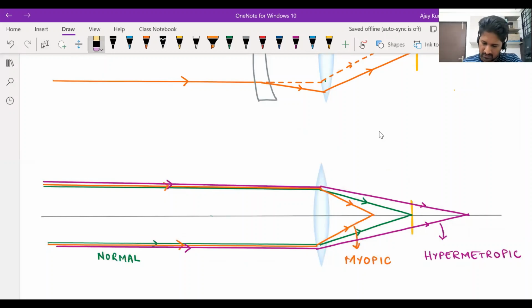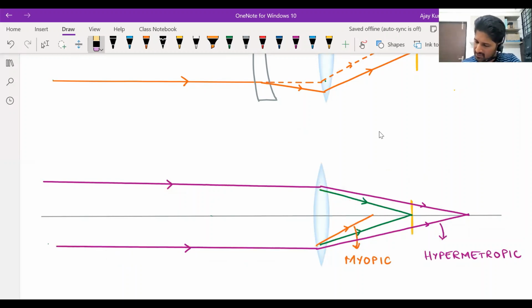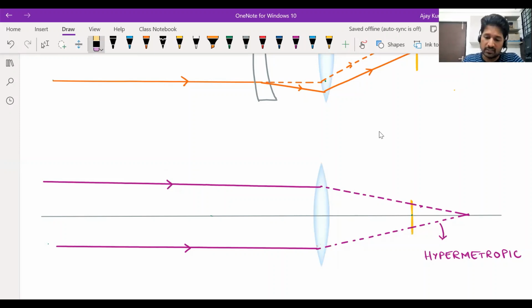Okay. See, here the problem is that their eye lens is not able to converge light properly, or converge light sufficiently. So what we need to do is converge the light a little bit before it enters the eye. That is how we can enable them to see things clearly. So here what kind of lens will be used? A converging lens will be used.